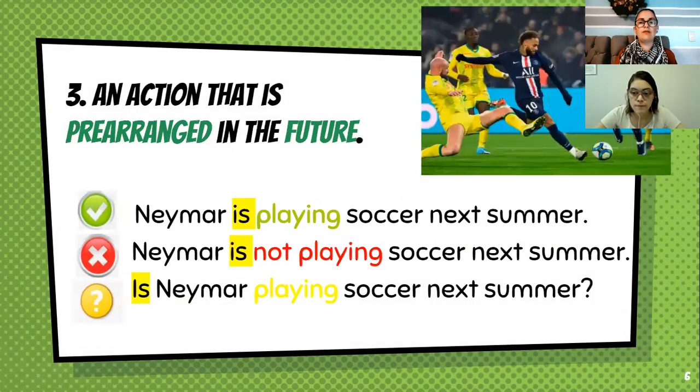Studying. Okay, very good. Now, this is the one, the number 3 form of ing, is not very common in Spanish. Listen, it's an action that is prearranged in the future. Arrange, it means arreglado, programado. Prearranged, preprogramado. Okay, it spells with a double R. Prearranged.